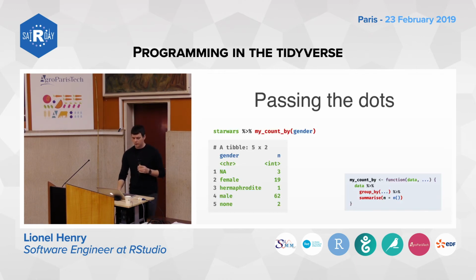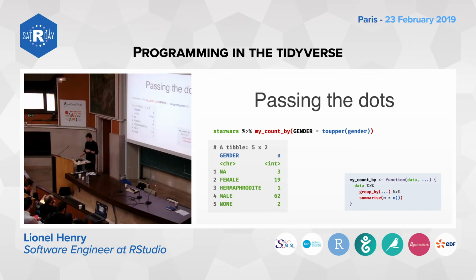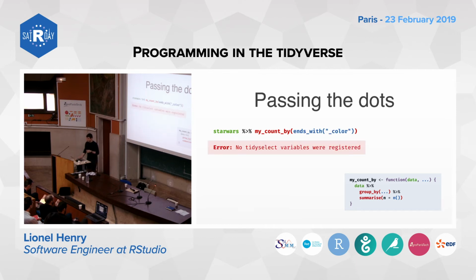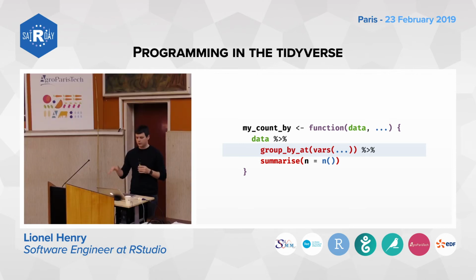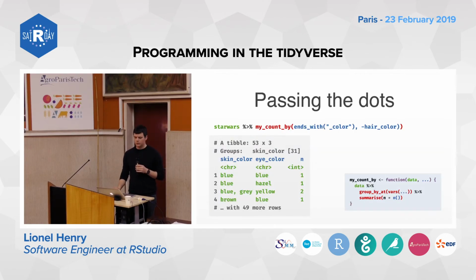So what it means for our count by function that we have just created before is that it takes actions by default because we have passed the dots to group by, which is an action function. And so we can create new vectors on the fly. But we cannot pass selections. And if you want to change that, you just take group by here, you replace it by group by at and pass the dots to vars. And now you have the same function, but it takes selections instead. And so we can count by a carefully created selection.